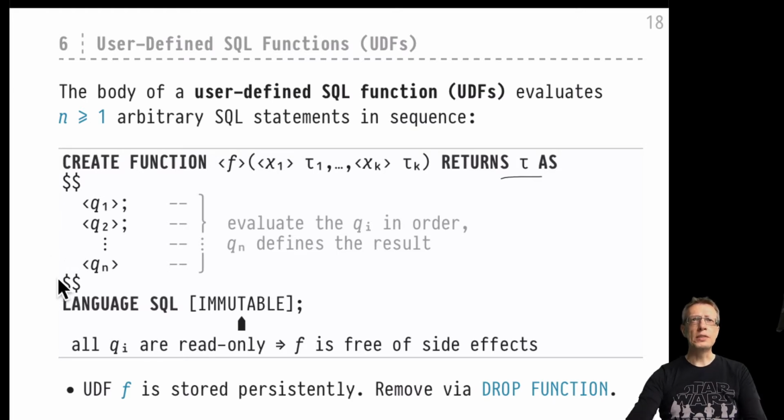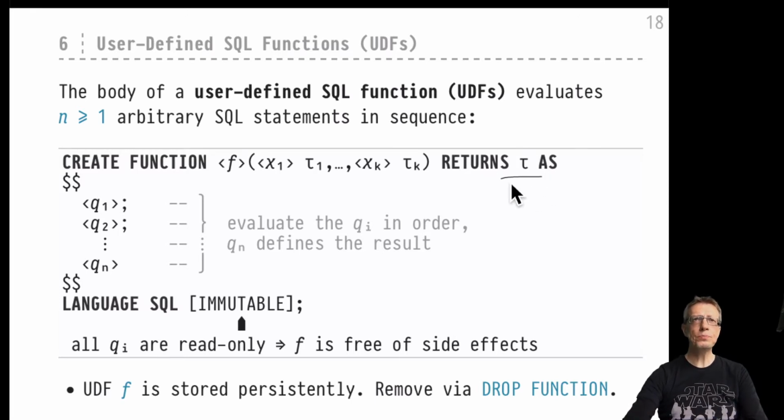All right. Inside the dollar signs is the body, so a sequence of SQL queries and DML statements separated by semicolon. Okay, these are executed in sequence. So Q1 is executed first, Qn is executed last. The value of Qn, the last query, defines the return value of the function. So the return type of Qn and tau should match indeed, because this is what the function promises to return.